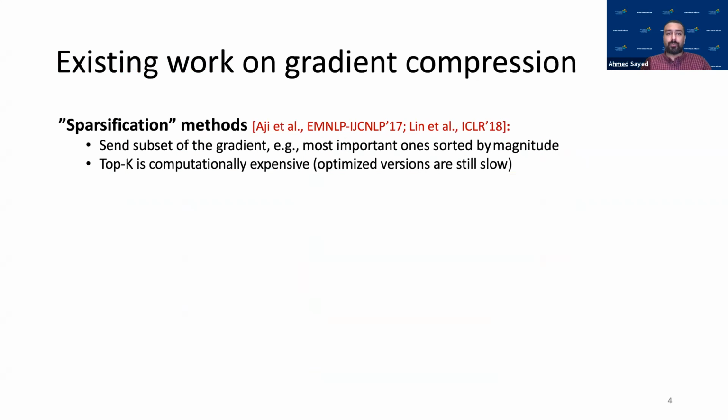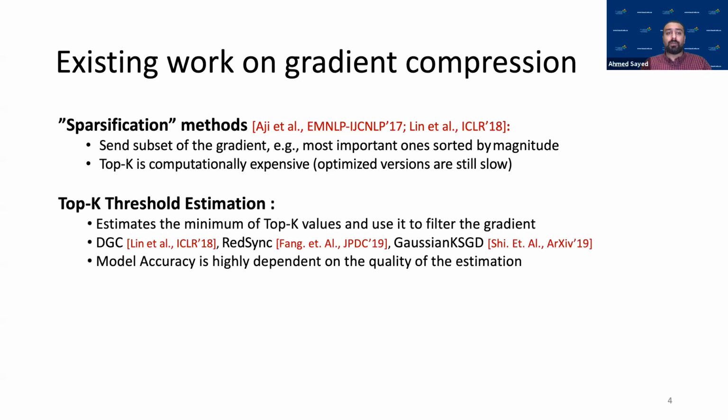Recent work on gradient compression proposed sparsification methods, which send a subset of the gradient, which are the most important values in the gradient. However, TOP-K as one of the methods is computationally expensive, and even the optimized versions of it are still slow. So threshold estimation methods for TOP-K have been proposed, where they try to estimate the minimum of the TOP-K values and use that to filter the gradient. Several methods have been proposed recently, like DGC, RedSync, Gaussian KSGD. However, the model accuracy is highly dependent on the quality of this estimation.